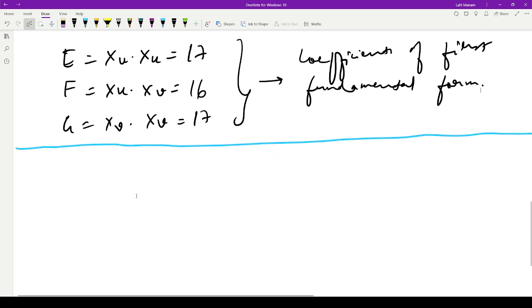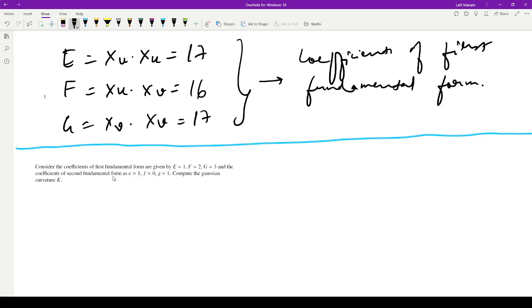Okay, so we move on to the next question. I guess this should deal with, okay, it deals with both the first and second fundamental forms. Given E, F, G, the coefficients of the first fundamental form, and small e, small f, small g from the second fundamental form, we need to find the Gaussian curvature.